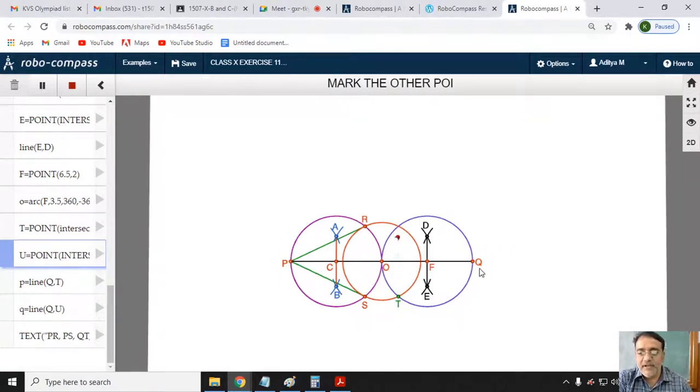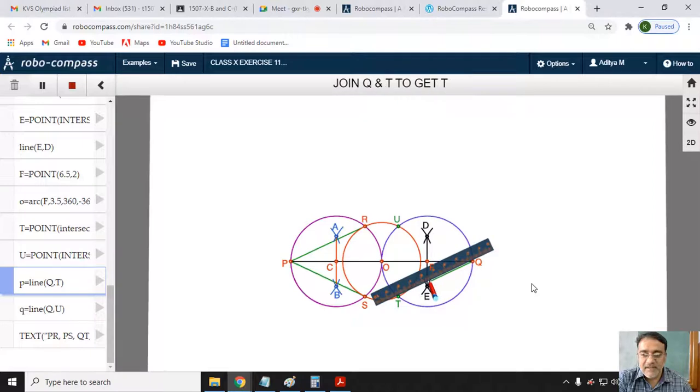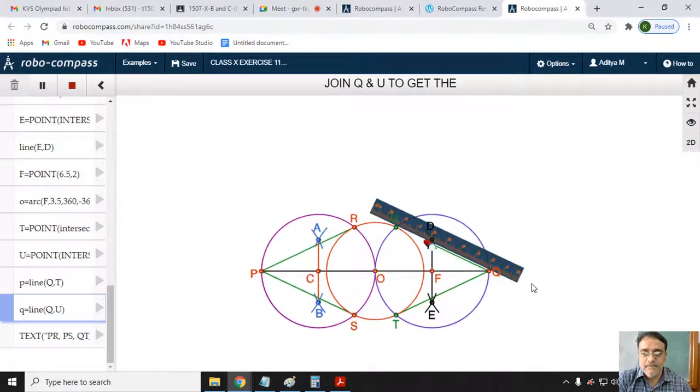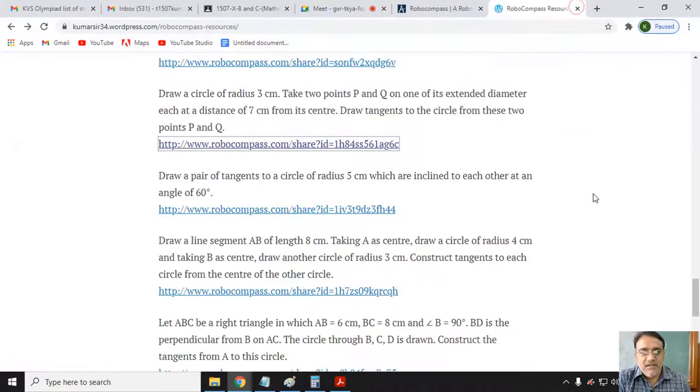Now we have to join QT and QU. So PR, PS, QT, QU are the required tangents from P and Q. Okay, so this is the third construction.